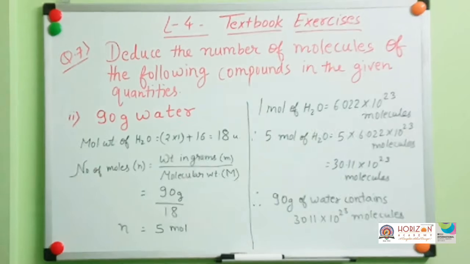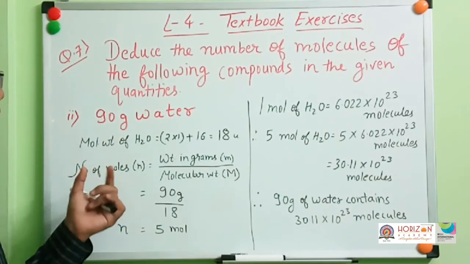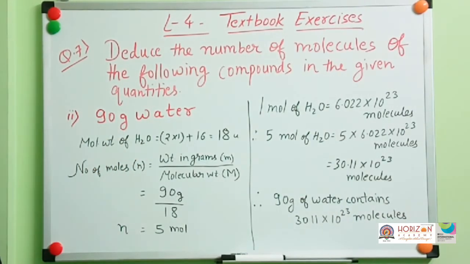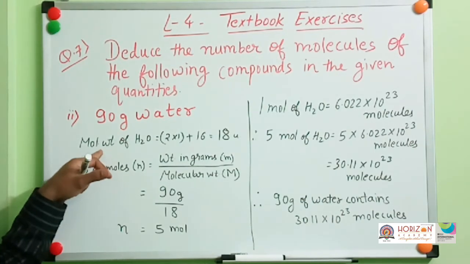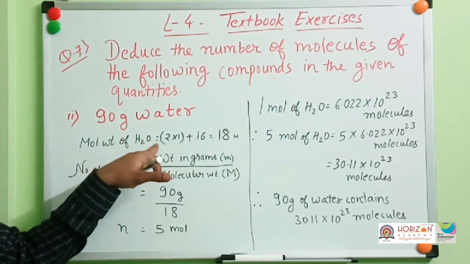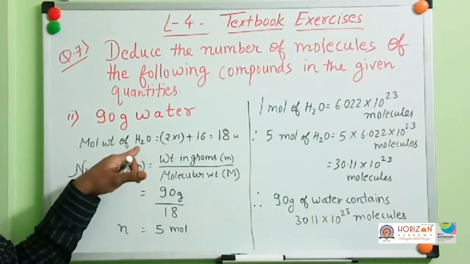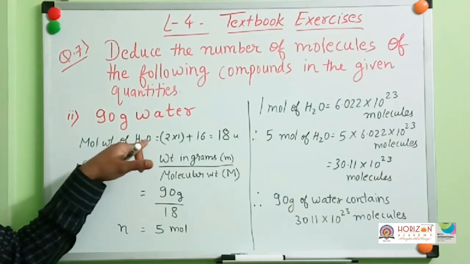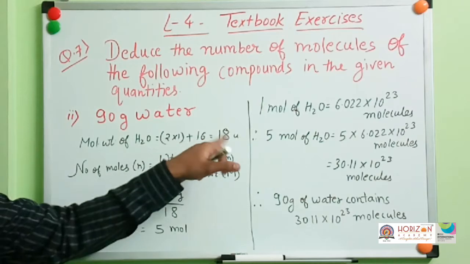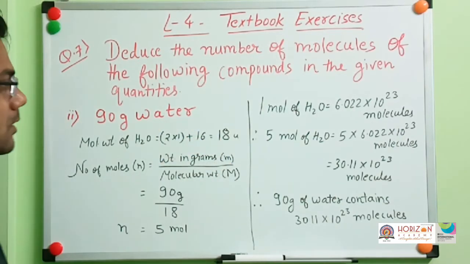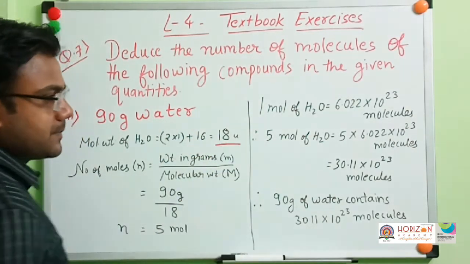So let us see the next example, 90 gram water. So you should know what is the molecular weight of water. So you all know how to calculate molecular weight. So H2O, 2 hydrogen, 1 oxygen. So 2 into 1, because 1 is the atomic mass of hydrogen and oxygen atomic mass is 16. So 16. So 2 plus 16, 18. So 18 is the molecular mass of water.